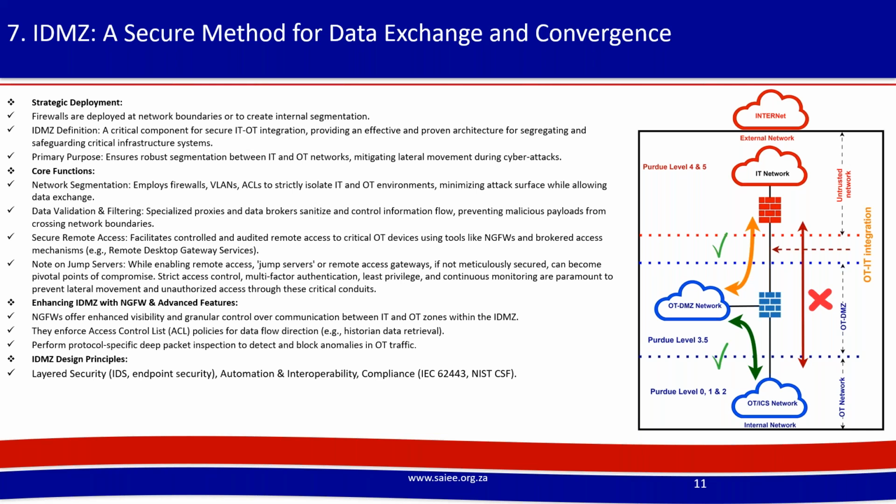The Industrial DMZ also enables secure remote access through tools such as remote desktop gateway services, often serving as what we commonly refer to as jump servers, which allow authorized personnel to connect to OT systems. However, it's vital to highlight that these jump servers themselves must be exceptionally well secured, with strong authentication, strict access policies, and continuous monitoring, as they present a high-value target for attackers attempting to breach the IT-OT divide.